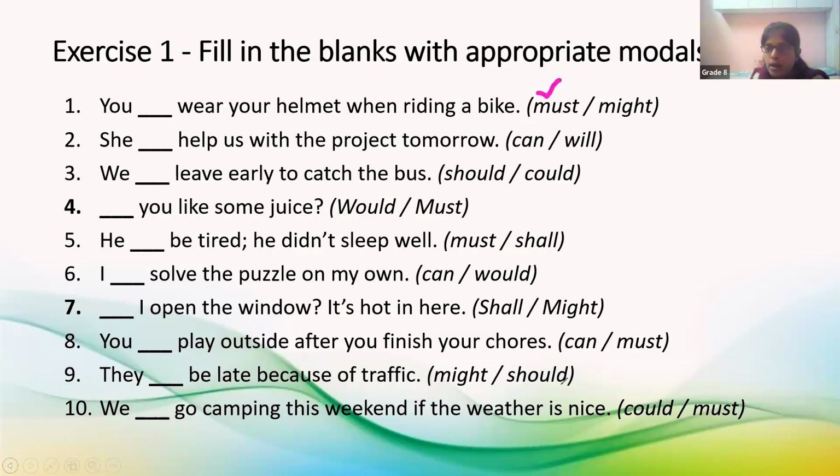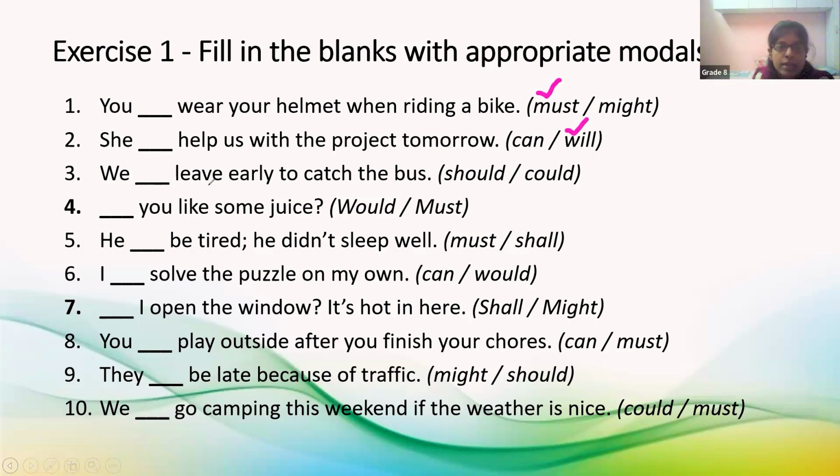Lavanya, you've been very quiet in today's class. You have a job now. Lavanya and Arush, you'll keep checking if there is any wrong answer. I'm just marking the answers as they are received. You'll have to give me the checklist of whatever is wrong. Nityashri, well done. Next is Advik, number 2. She dash help us with the project tomorrow. She will.